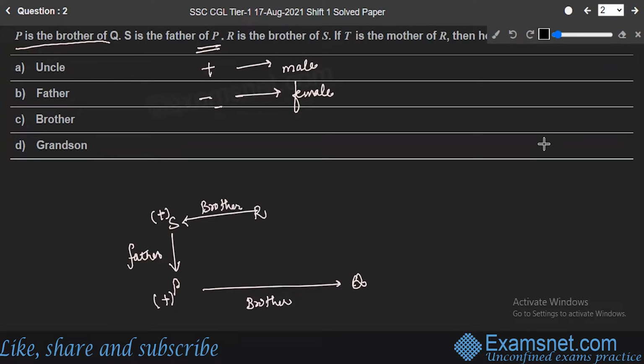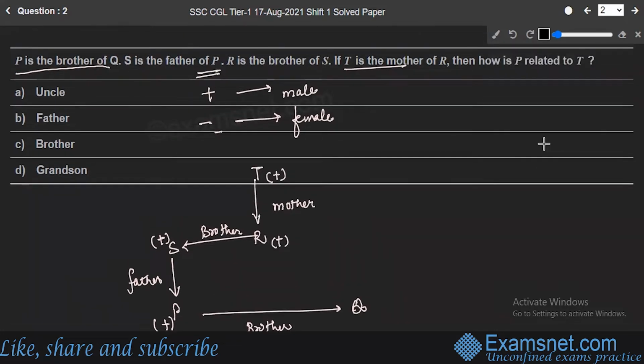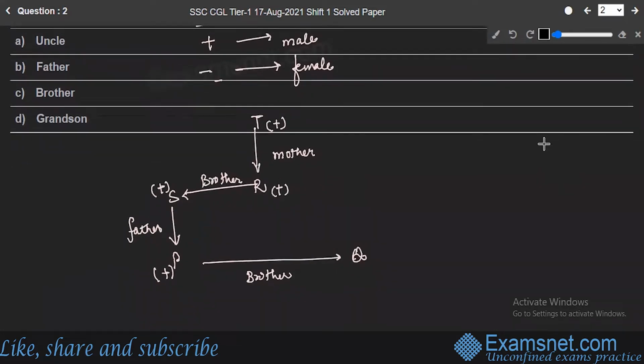Then T is mother of R. So here is T. So this is mother of R. Okay, so R is brother of S, so that means R is also a male. Next, the question was, how is P related to T? So you have to find out the relationship between T and P. That is what you have to find out.